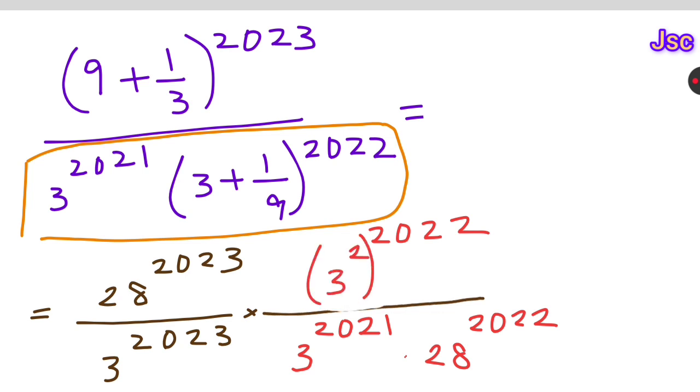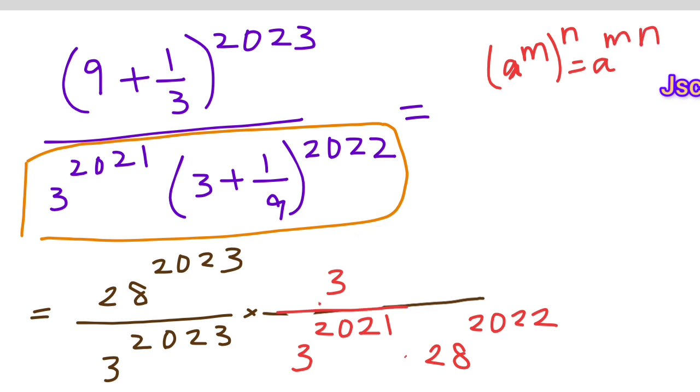Now it is in the form of a raised to the power of m whole raised to the power of n. We can write this as a raised to the power of m times n. We can write this as 3 raised to the power of 2 times 2022. And 2 times 2022, after multiplying, you will get 4044, isn't it?